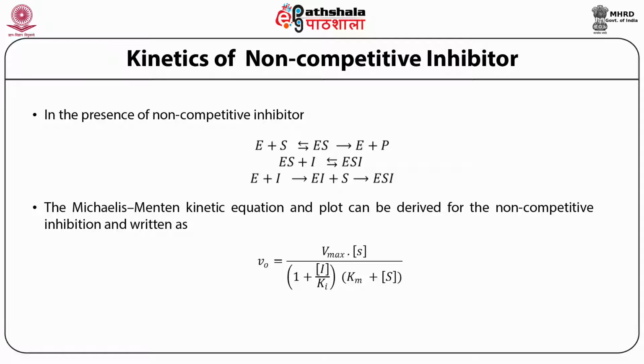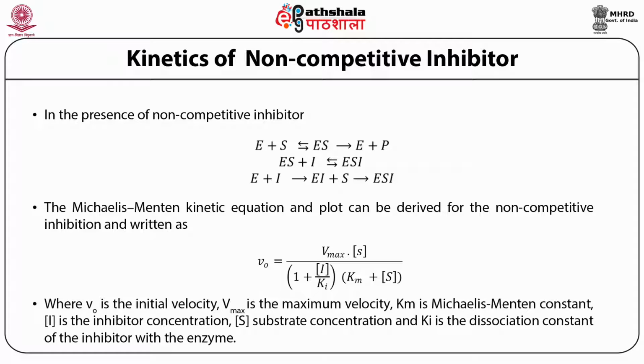In this equation, V0 is the initial velocity, Vmax is the maximum velocity, Km is the Michaelis-Menten constant, I is the inhibitor concentration, S is the substrate concentration, and Ki is the dissociation constant of the non-competitive inhibitor. So in this equation you can see that Vmax is decreased by 1 plus I upon Ki.